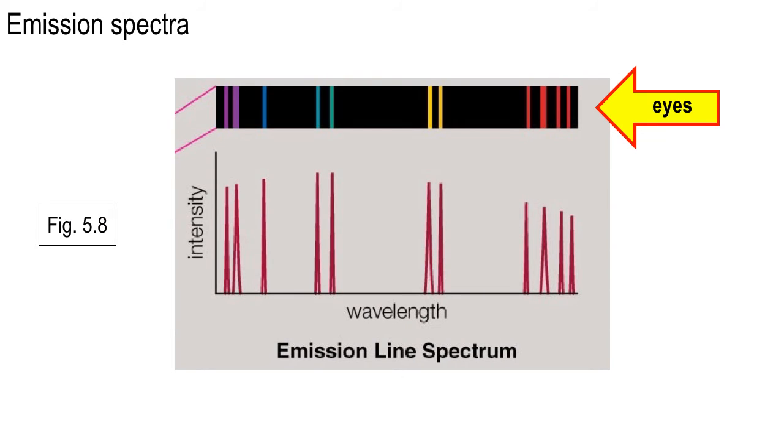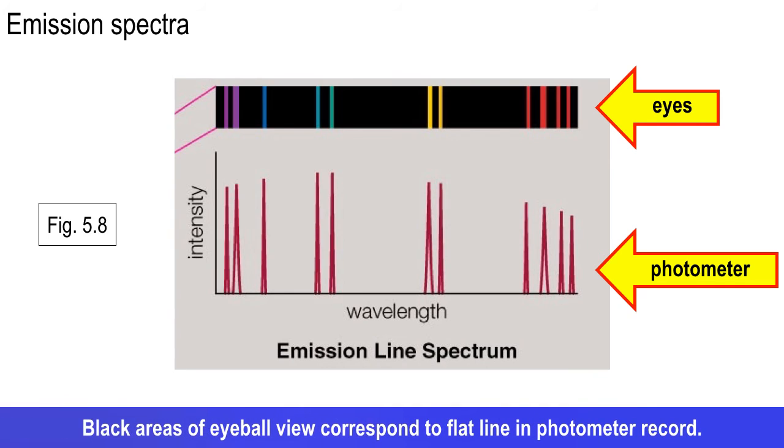Different kinds of spectra. This is what we saw last time, the emission spectrum. Now this is a different kind of an emission spectrum here. I think this is sodium. But if you measure the intensity, you get spikes in the intensity. So this is what your eyeball would see. And if you have some kind of a photometer, this is what your photometer would measure. It would go up for certain colors and then back down to 0. The black areas of the eyeball view correspond to the flat line in the photometer record.